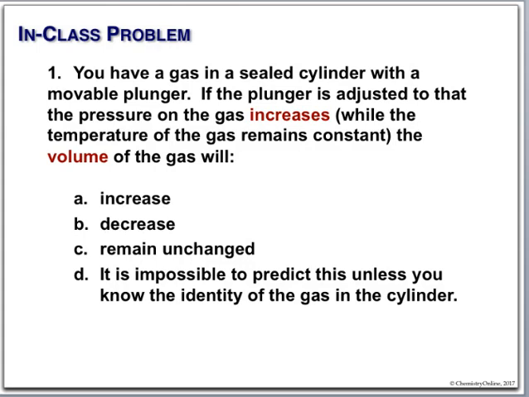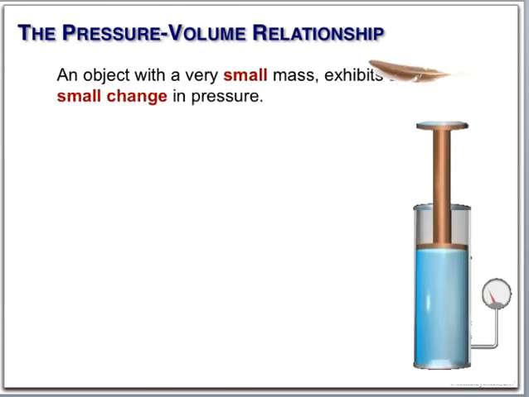Our first question, we have a gas in a sealed cylinder with a movable plunger. We've seen that before. We're adjusting the plunger so the pressure on the gas increases. Temperature is remaining constant. And what's going to happen to the volume? This is a very simple Boyle's Law question. Remember what we said about Boyle's Law.